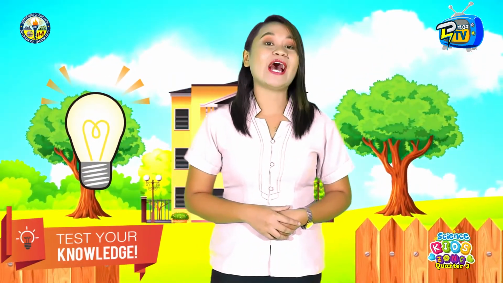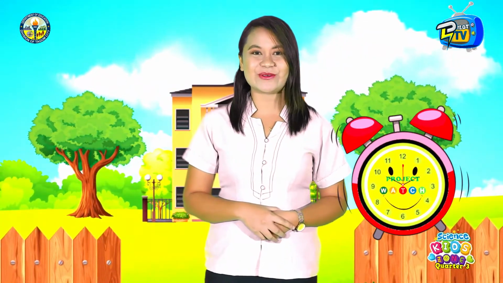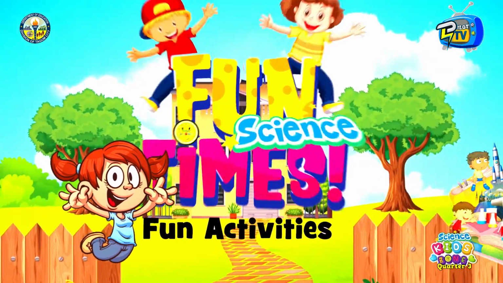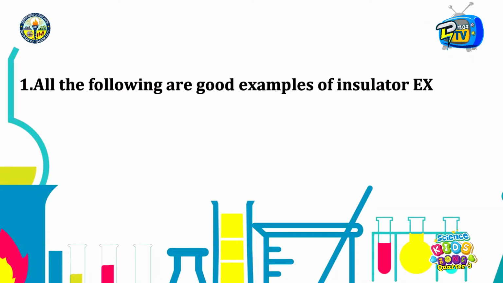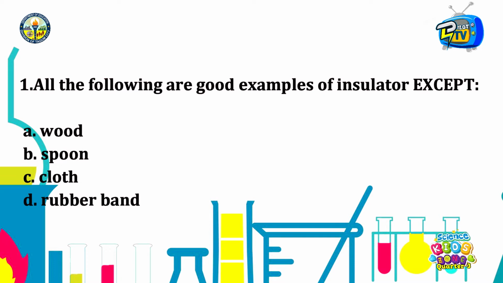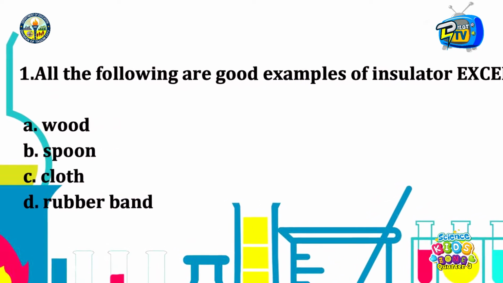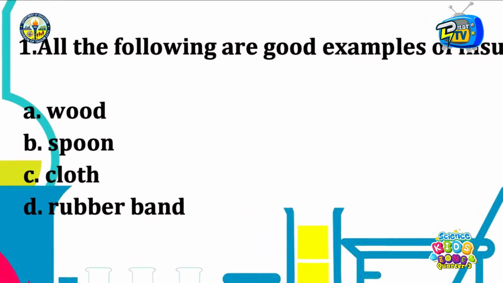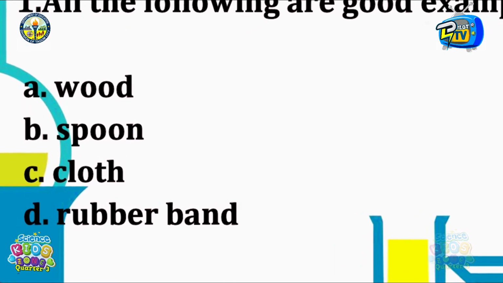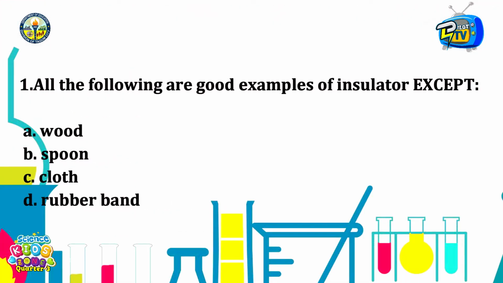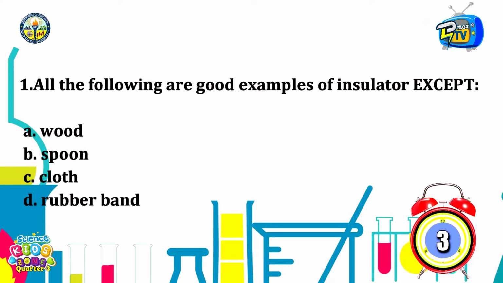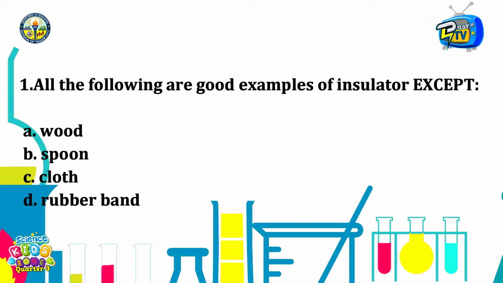Let's try to answer some questions to test your previous knowledge. I will give you 5 seconds to answer each question. Are you ready? Number 1. All the following are good examples of insulator, except A. Wood, B. Spoon, C. Cloth, and D. Rubber band. Your timer starts now. Time is up! What is your answer? You got it right! The answer is letter B, spoon.